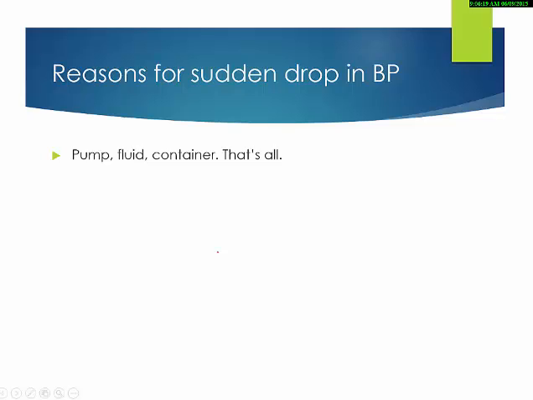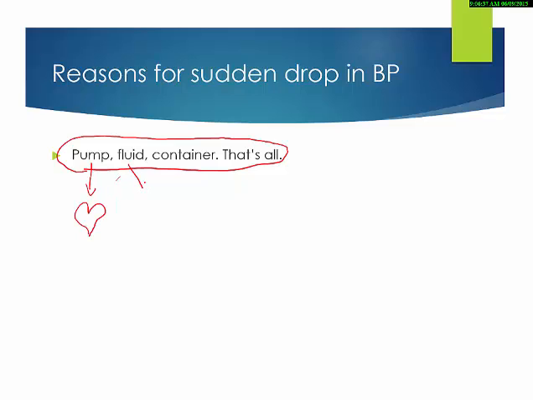Why do we have sudden drops in blood pressure? Well, it could be a couple things, but I like to think of the entire circulatory system as a very simple water pump type system. You have a pump, which is your heart. You have the fluid, which is your blood. And you have your container, which is the arteries and blood vessels. So those are the three things there.